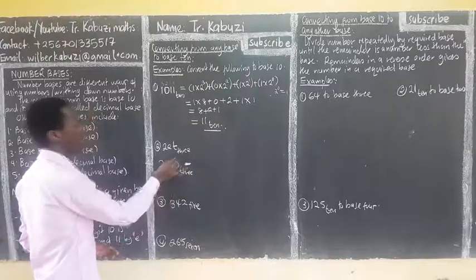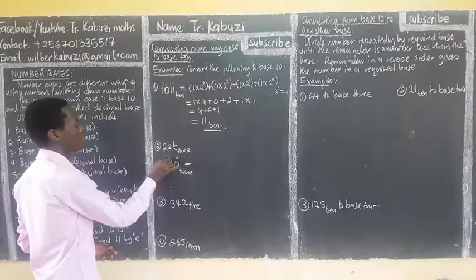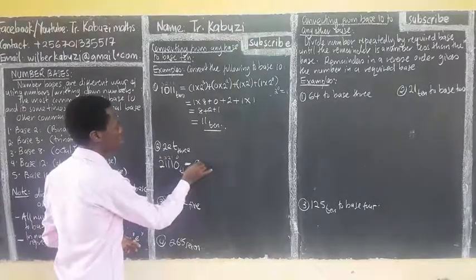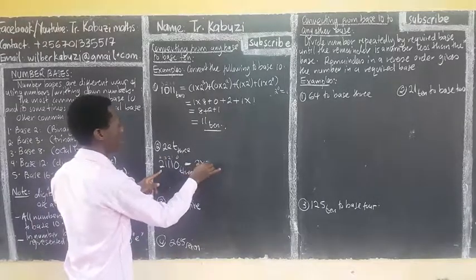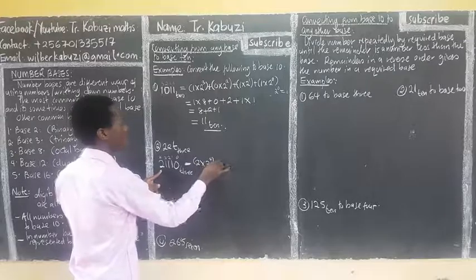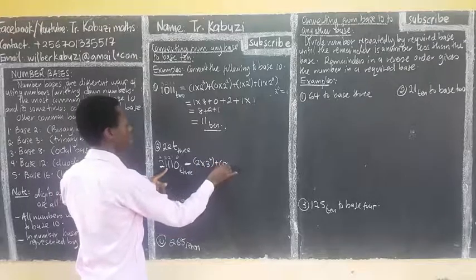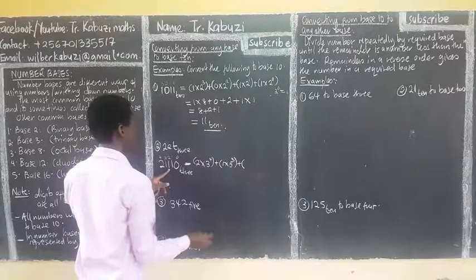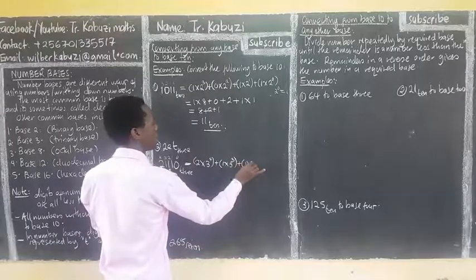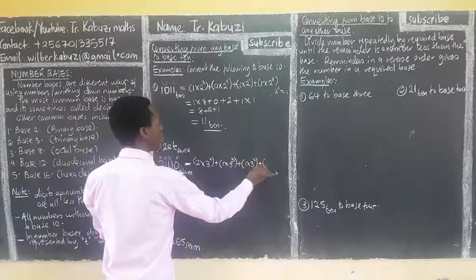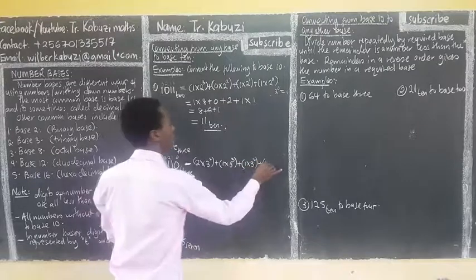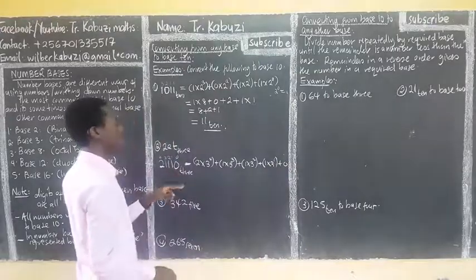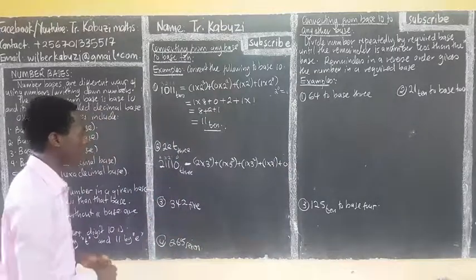So you give it powers 0, 1, 2, 3, and 4. So this will be 2 times 3 power 4. Then plus 1 times the base power 3. Then plus 1 times the base power 2. Then plus 1 times 3 power 1. Then plus 0, because 0 times anything will give us 0.